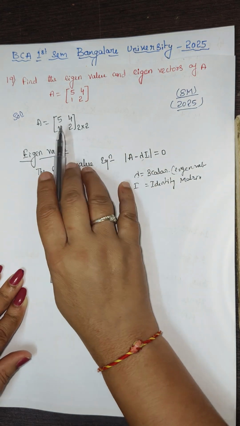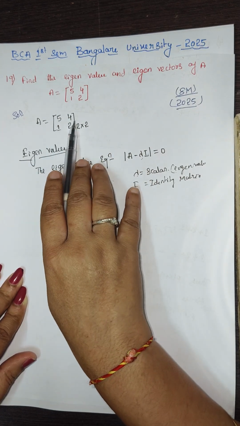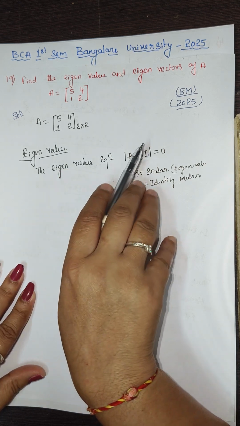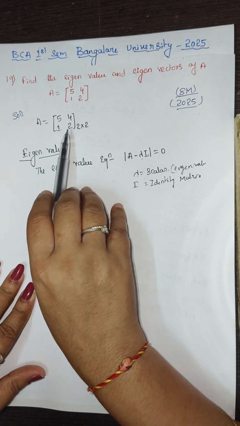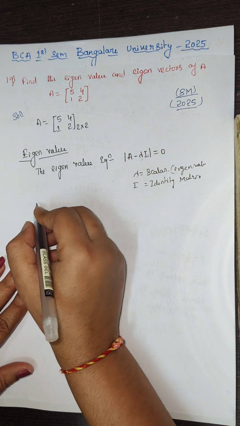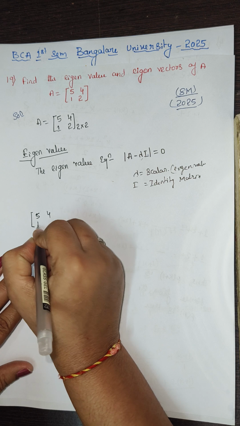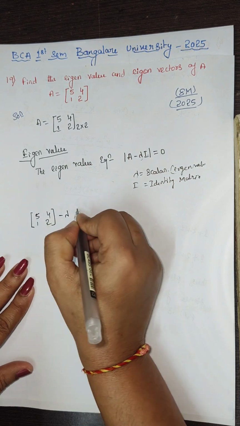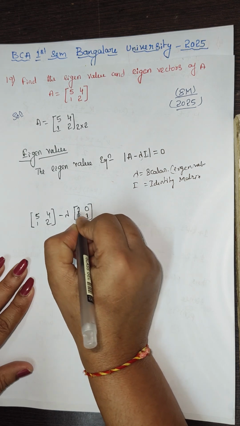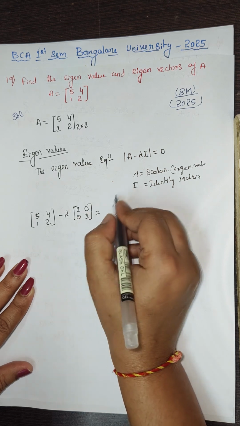Now see here, our question has a 2 by 2 matrix, so the identity matrix also you have to take 2 by 2. Suppose they ask for the eigenvalue and eigenvector of a 3 by 3 matrix, then we have to take the identity matrix also 3 by 3. Since A is a 2 by 2 matrix, the identity matrix is also 2 by 2. I will write matrix A here: A is 5, 4, 1, 2, minus lambda times I, which is 1, 0, 0, 1. Identity matrix means principal diagonal elements are 1, remaining all are 0, equals 0.